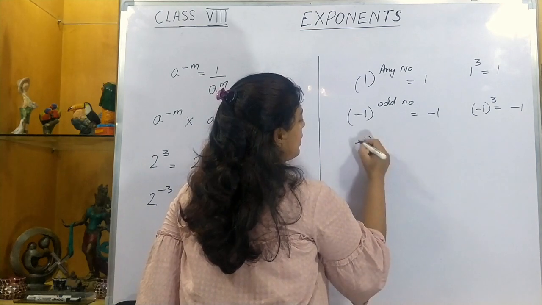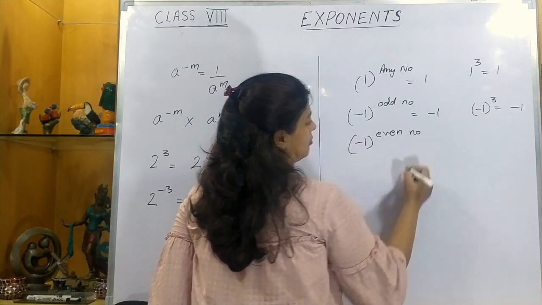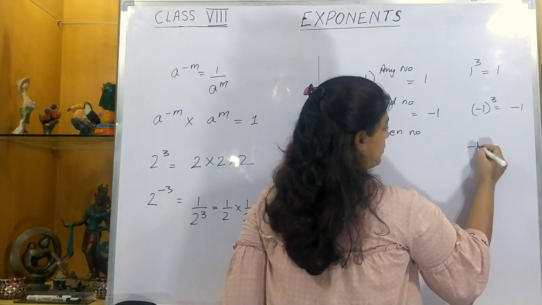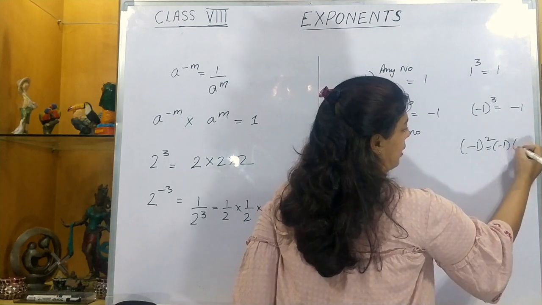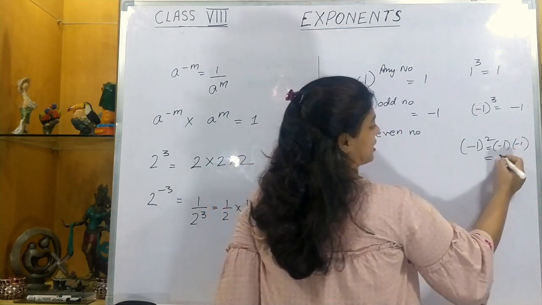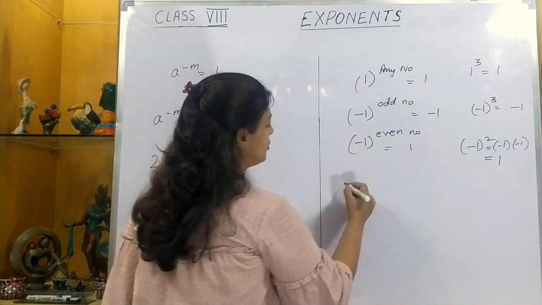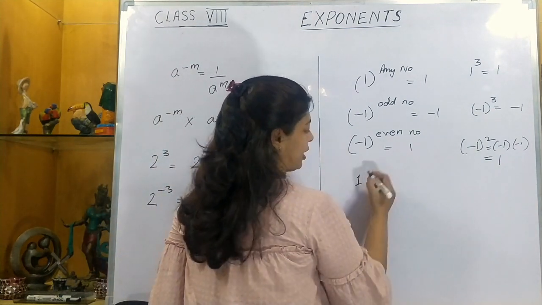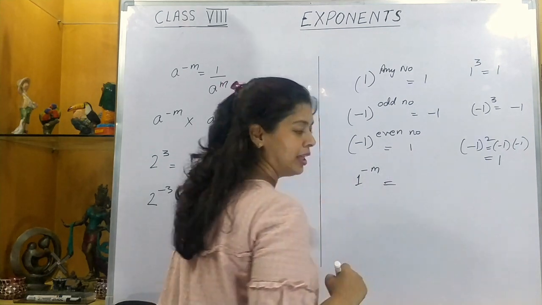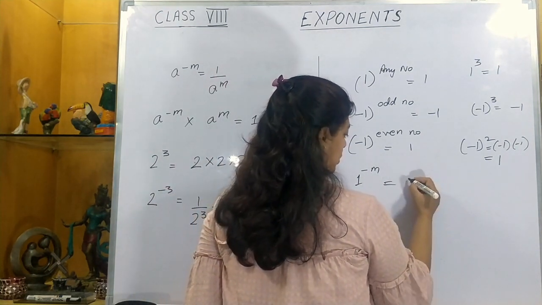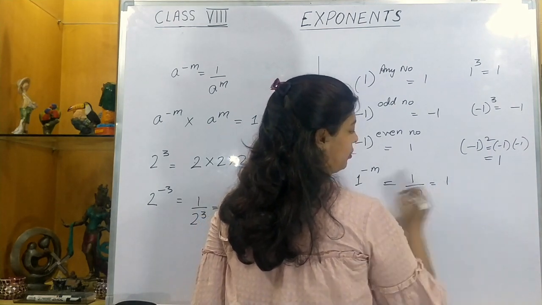If I have minus 1 raised to the power of an even number, for example, minus 1 raised to the power of 2, that means minus 1 multiplied by minus 1. This will give me the answer as 1. And if I have 1 raised to the power of a negative exponent, say minus m, my answer will always be 1, because this will become 1 upon 1 raised to m, which is equal to 1.